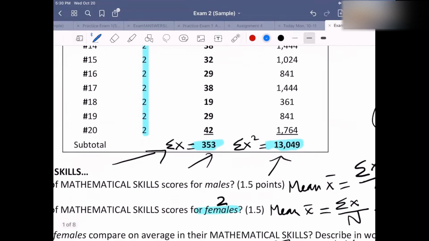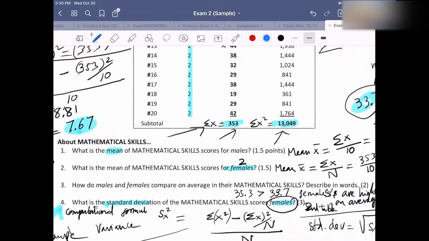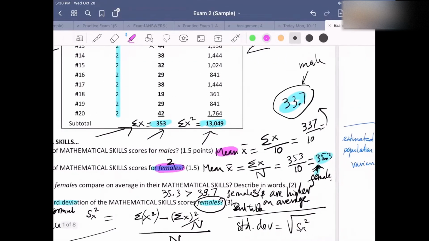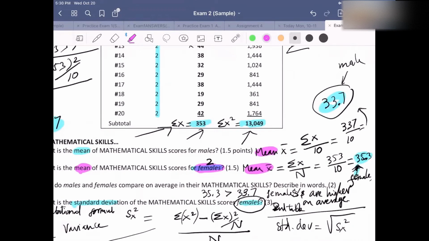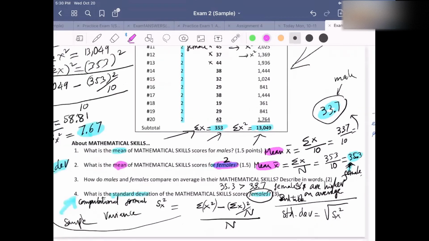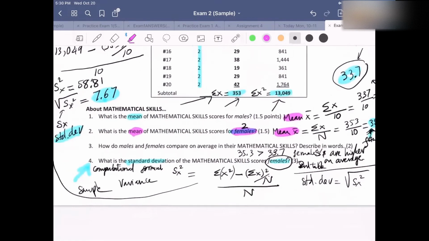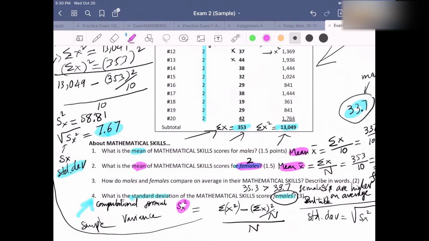And last time you found the mean already, the mean of the mathematical skill scores for males and females, for both of them, right? You can see that. For both cases, the mean. All right, and then after that, you found the variance and the standard deviation of the mathematical skill scores of females, okay? And we did it last time already.